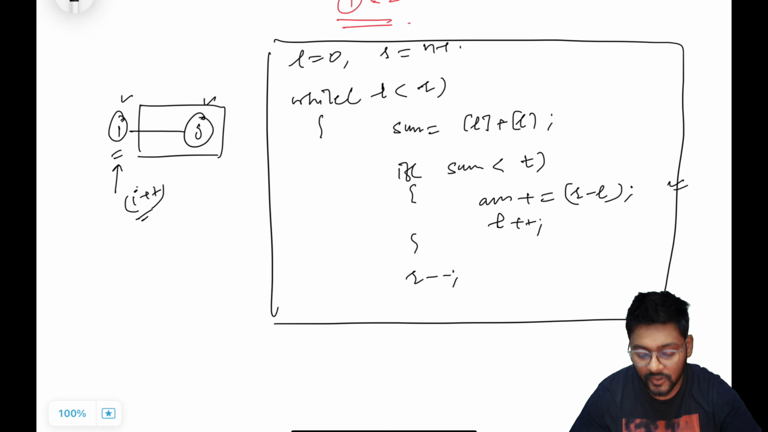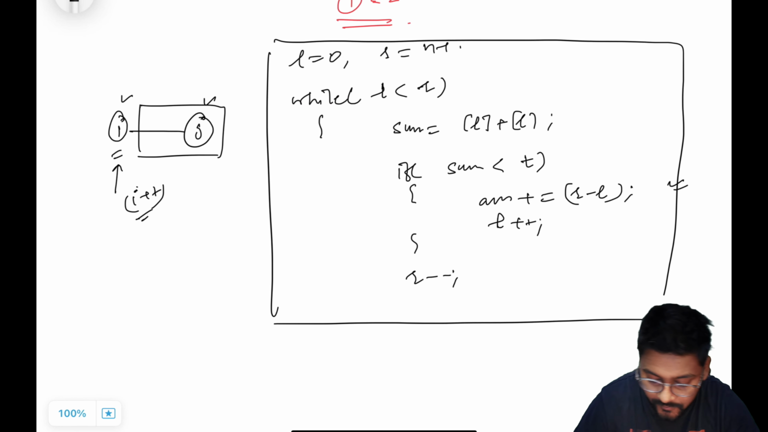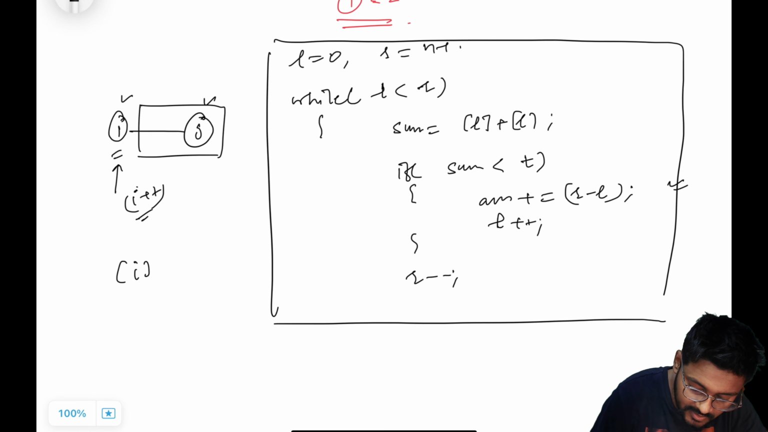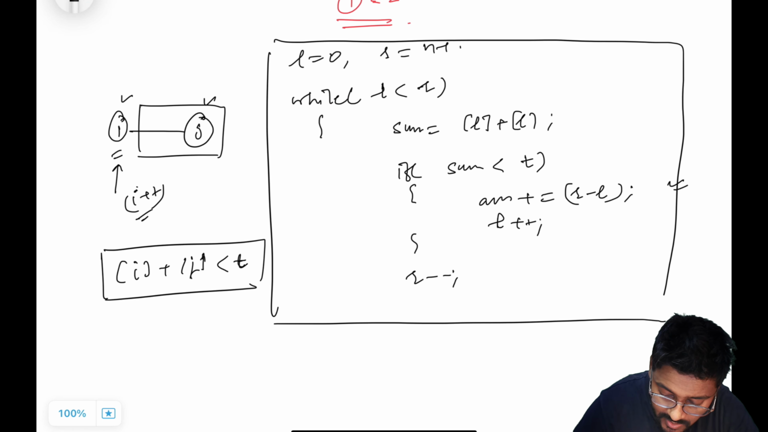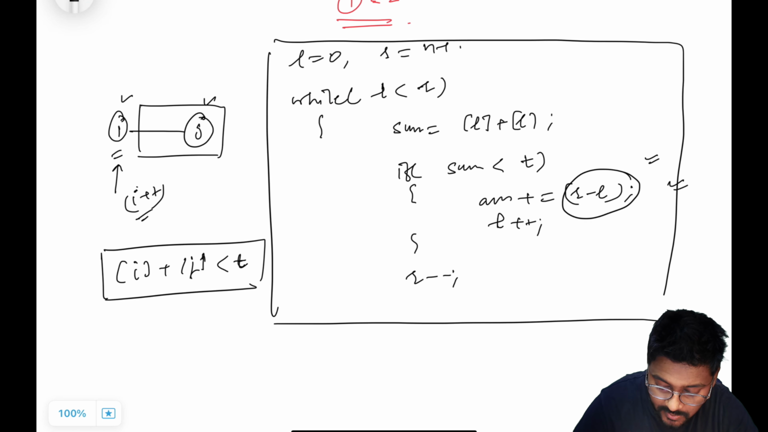It means it is going to give me all the pairs whose sum is less than a specific target. Why? Because I'm going to capture it for every possible value of i.